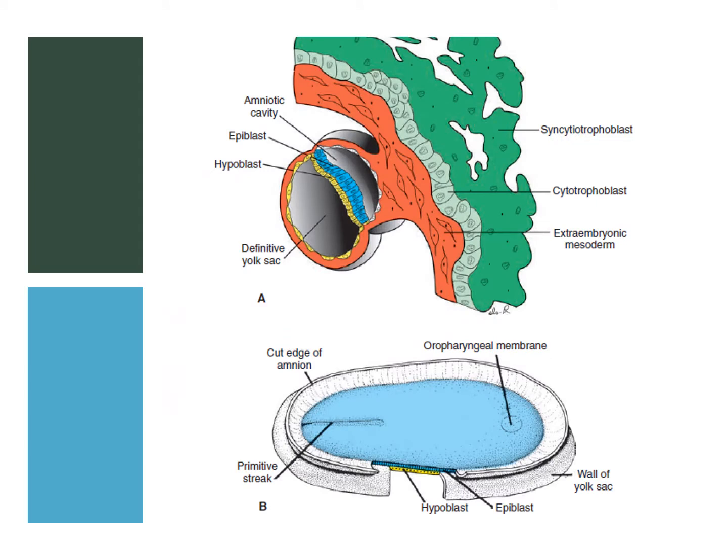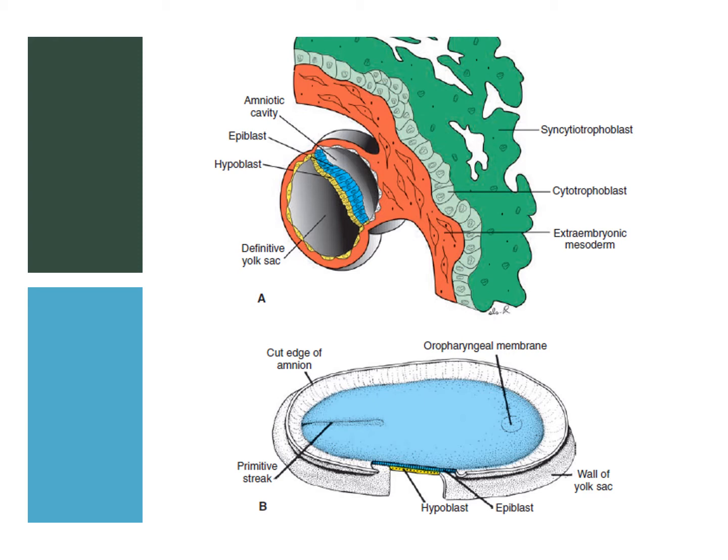One of the most important events that happens during gastrulation, or the third week of development, is the formation of the three germ layers: the ectoderm, mesoderm, and the endoderm. Gastrulation begins with the appearance, or the formation, of the primitive streak.